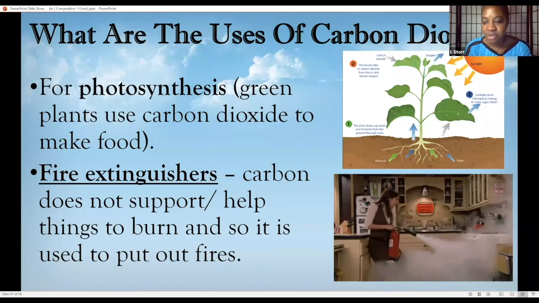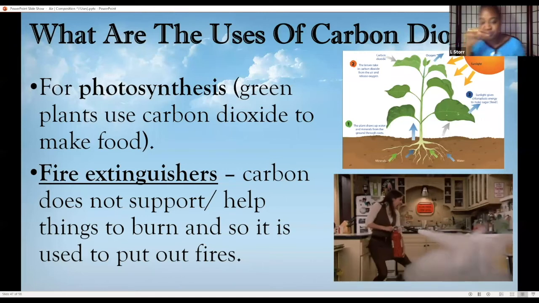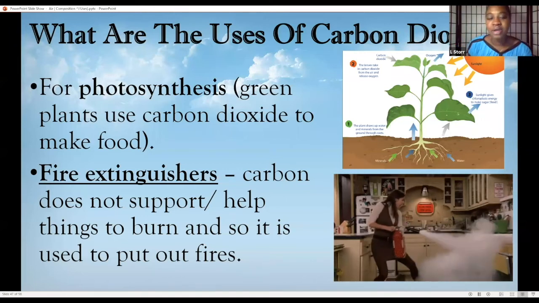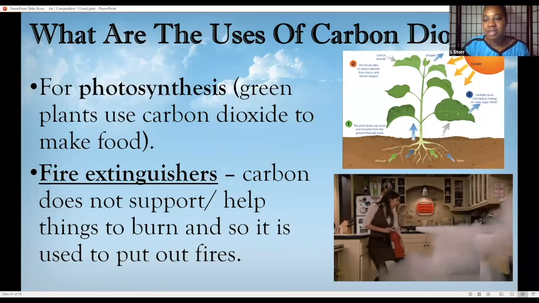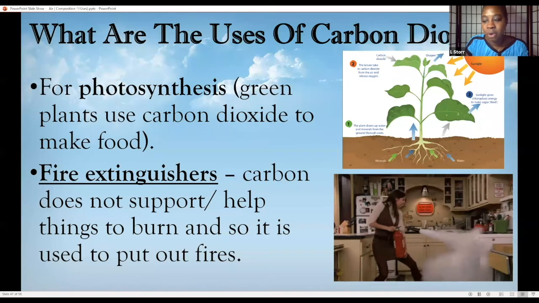The more oxygen you put on something, the higher the fire will be. However, carbon dioxide does not help things to burn. So if you want to put a fire out, you use carbon dioxide. All a fire extinguisher is, is carbon dioxide trapped in that bottle. As it is trapped, the carbon dioxide is very cold inside there. So by the time we let it out, it actually cools the fire down and helps to put it out.